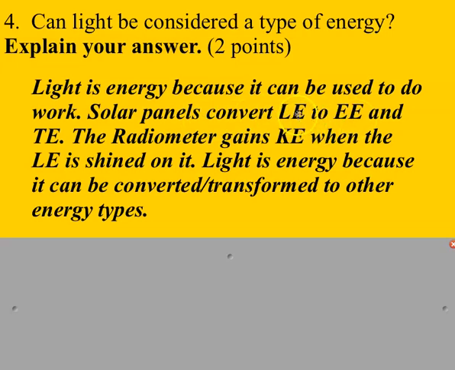Now, if you would have mentioned this, and you would have mentioned this one, and you would have talked about how light can be converted to all these different types and gave examples, great. But if you just had one example and didn't say it can be converted or transformed to other types of energy, you didn't get that second point. Again, 2 points, make sure you have 2 things to say. All right, so next question.